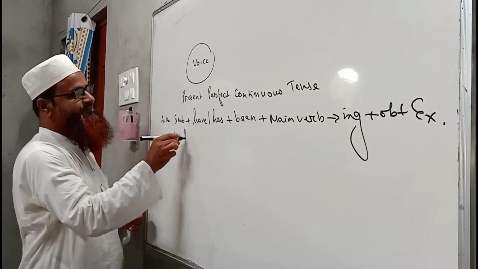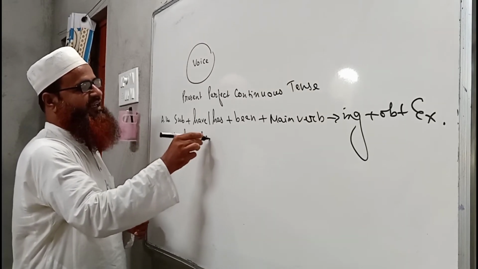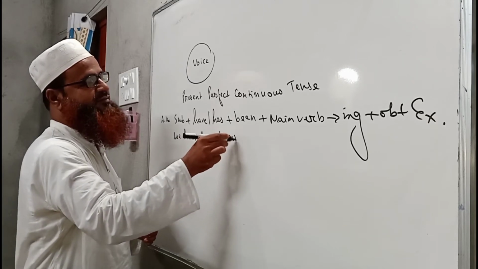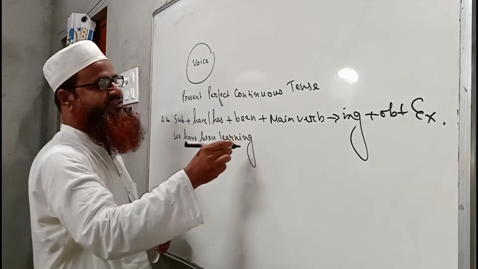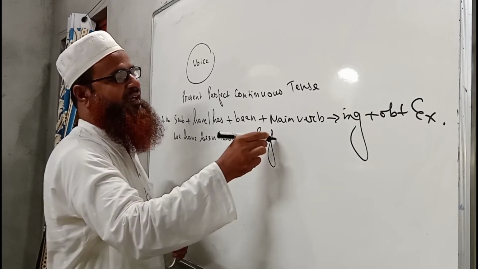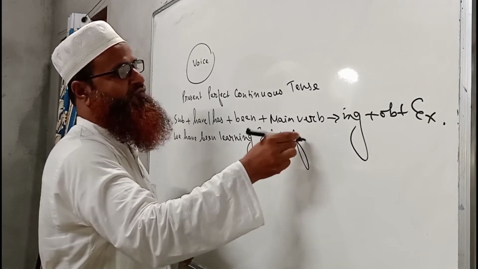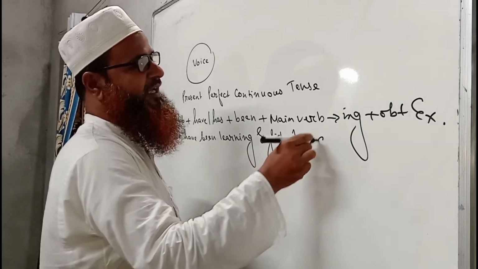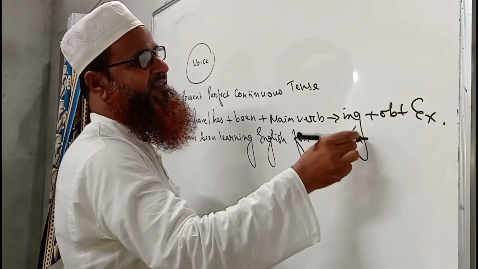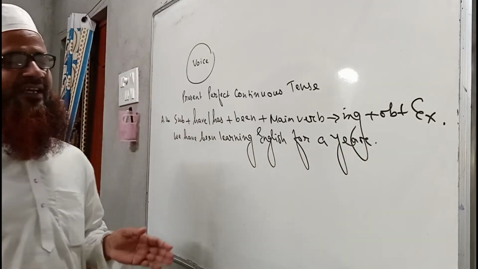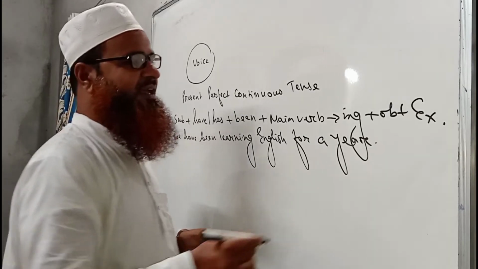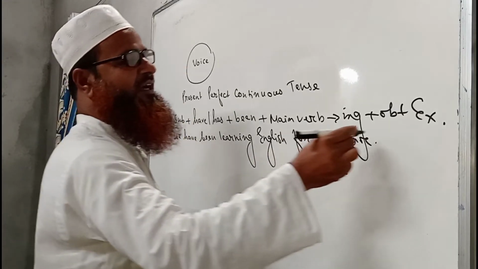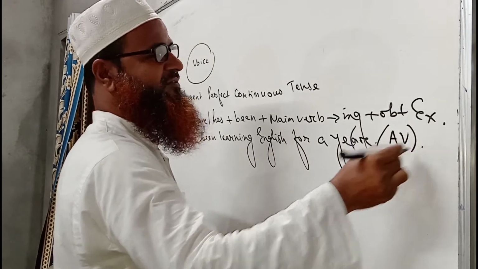So I am writing here a sentence. We have been learning English for a year. Okay, this is a sentence of present perfect continuous tense and this sentence is in active voice. So I have written here AV.